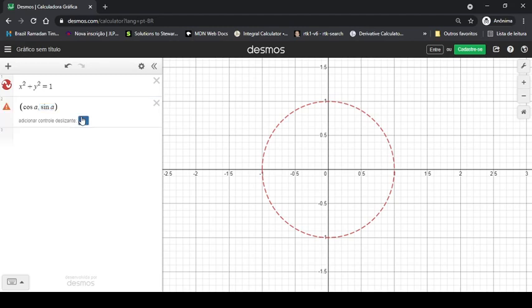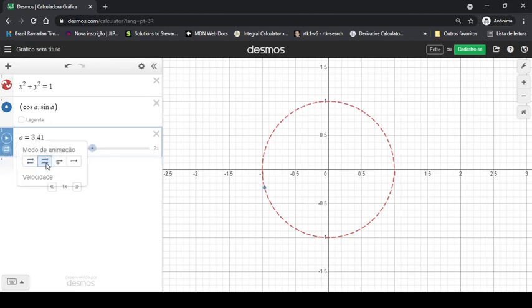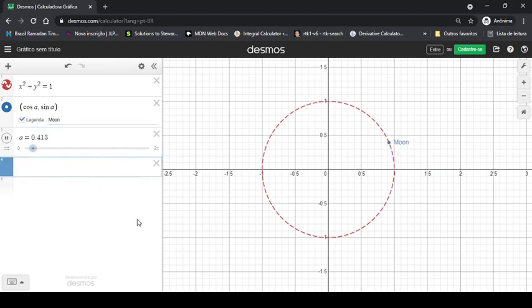So here let me just put it from 0 to 2 pi, because it's a circle, right? This a is my angle, like theta. So now we can have it circling over here. Let me just change the speed. Let's put it very slow like this. So this can represent our moon. Okay, so now what do we need to do?